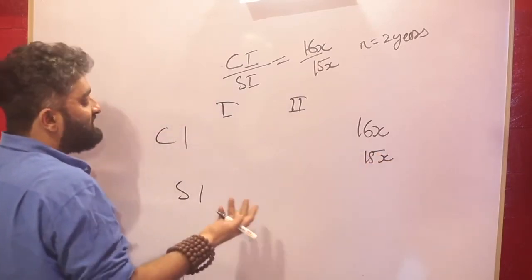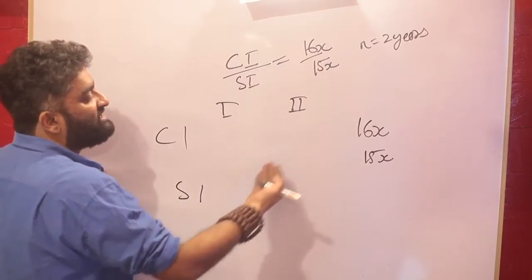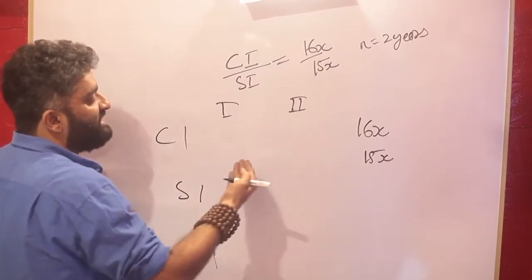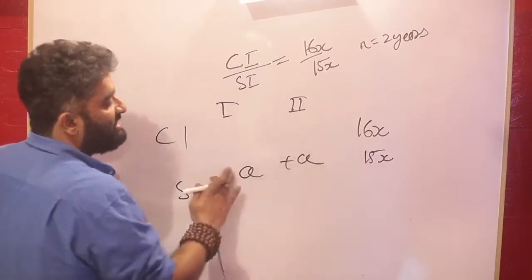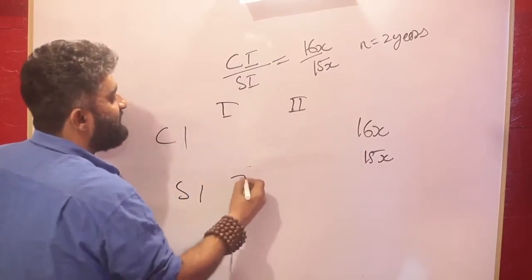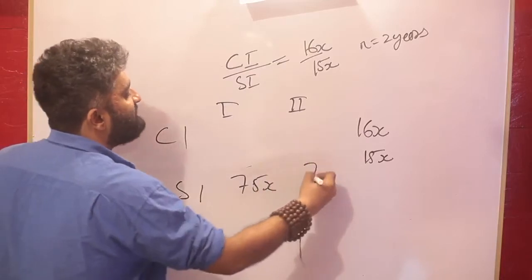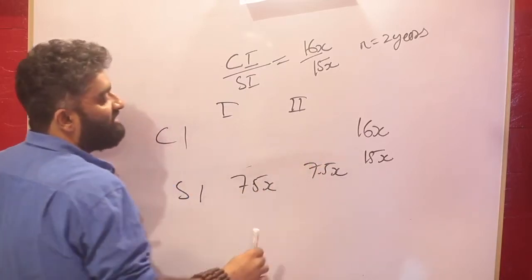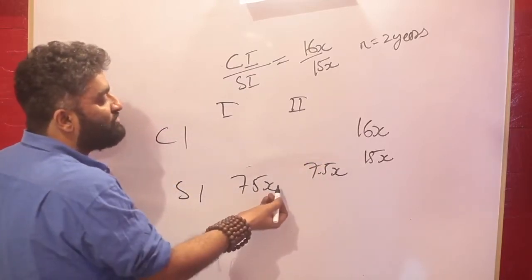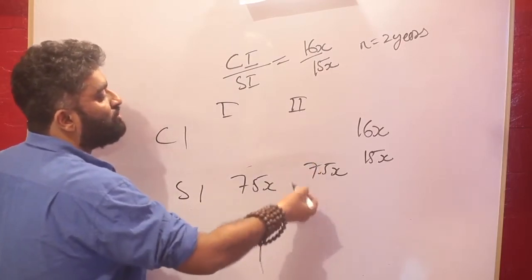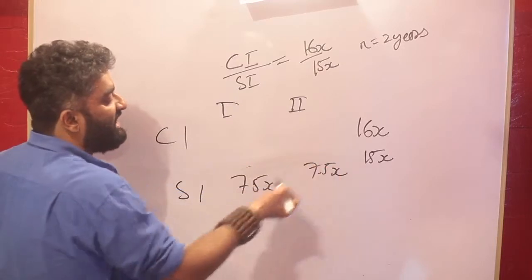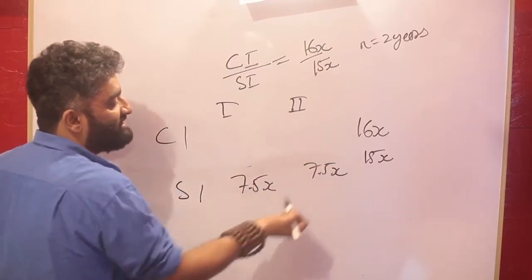Now use the concept that SI is constant across the years, right? That means A plus A gives you 15x, or for the first year it is 7.5x, and for the second year also it is 7.5x. What is the idea that I am using? That the simple interest is the same each year. So 2A is equal to 15x, A is equal to 7.5x, right?